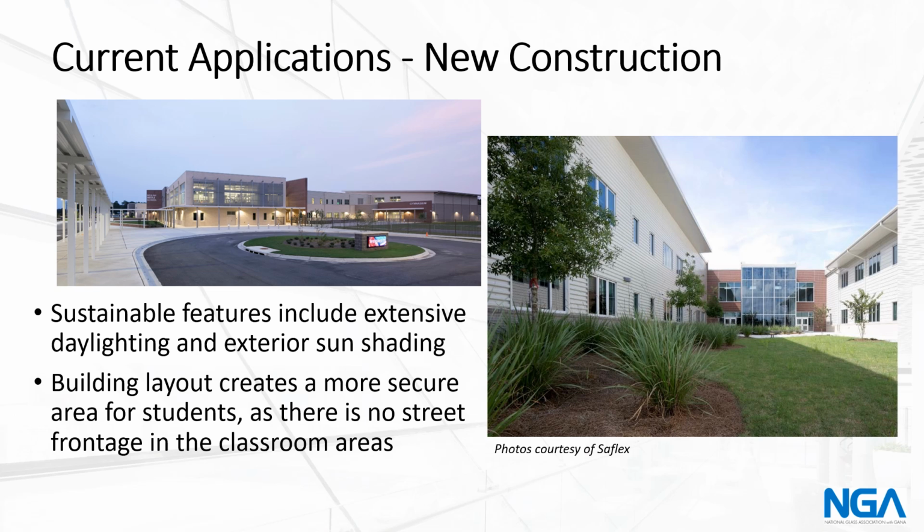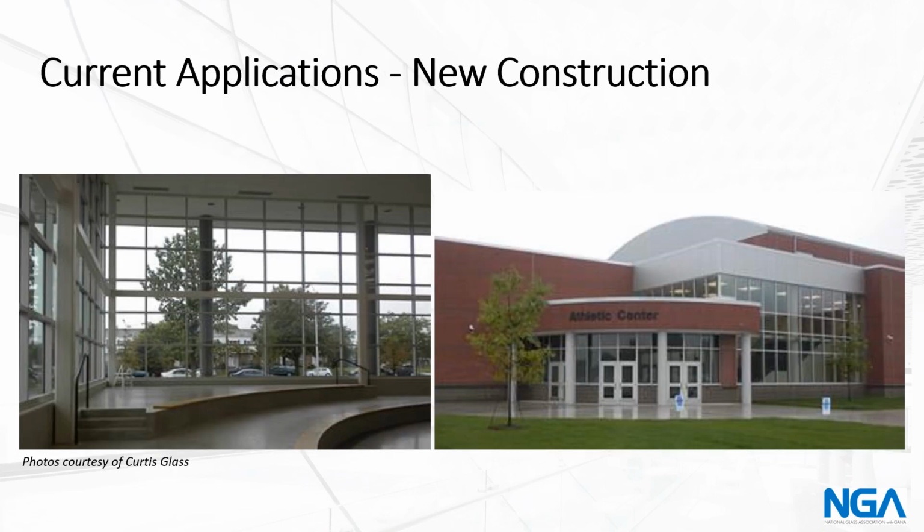In this new construction example, security glazing is used in curtain wall and punched windows. The design includes extensive daylighting and exterior sun shading. Plus, the layout of the school building creates a secure area for students away from the street. This example of new construction includes security glazing designed for forced entry resistance, plus enhanced acoustics and daylighting of the lobby.